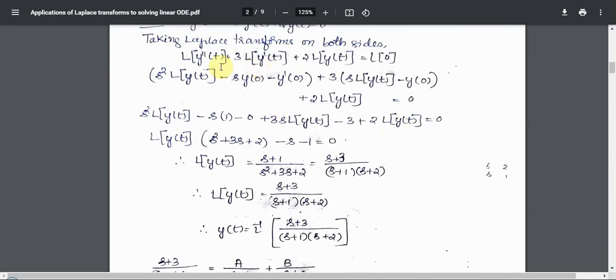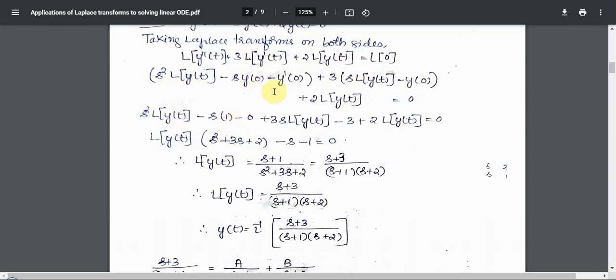Substitute the formula for the derivatives. L of y double dash, the formula is s squared into L of y of t minus s into y of 0 minus y dash of 0, plus 3 into L of y dash, the formula is s into L of y of t minus y of 0, plus 2 into L of y of t, the right hand side is 0. Then what I have done? We have simplified putting the initial conditions. This is as it is.